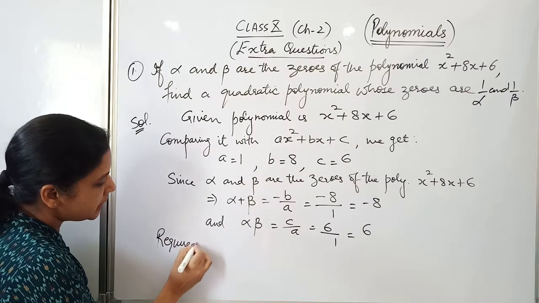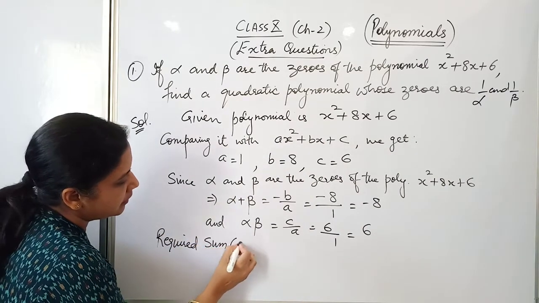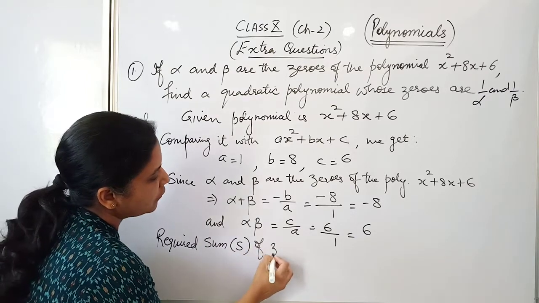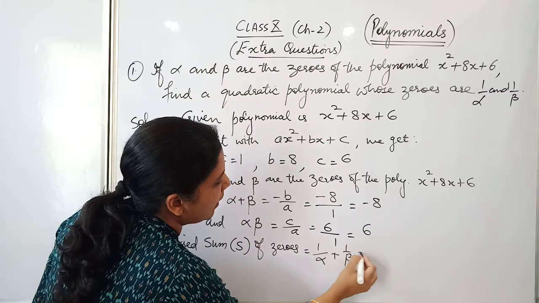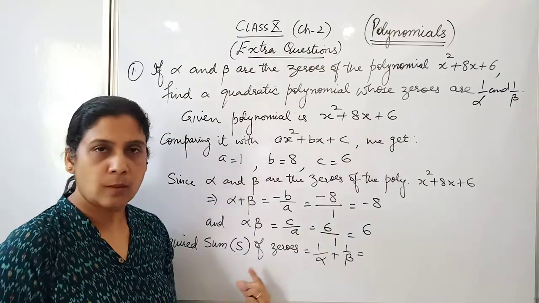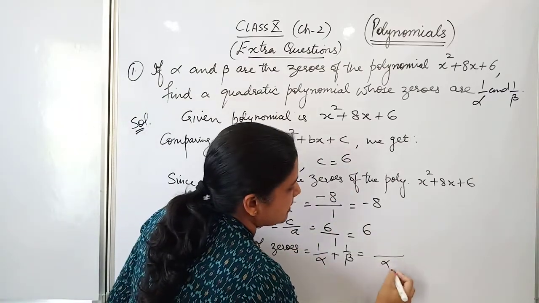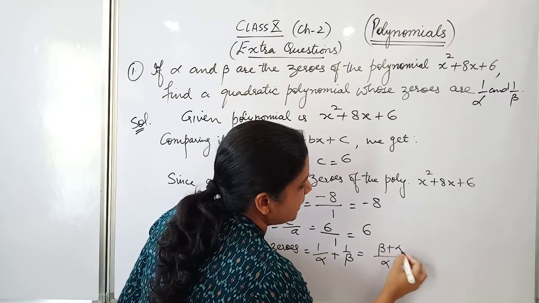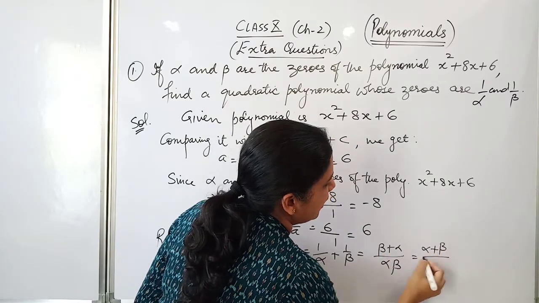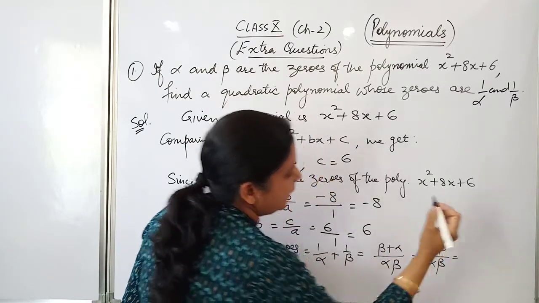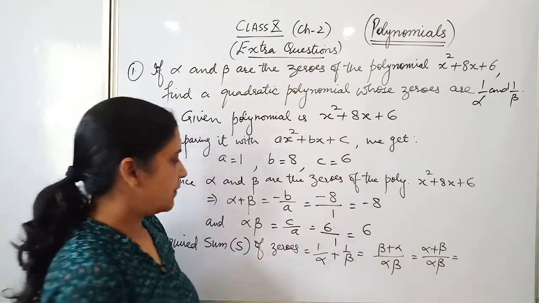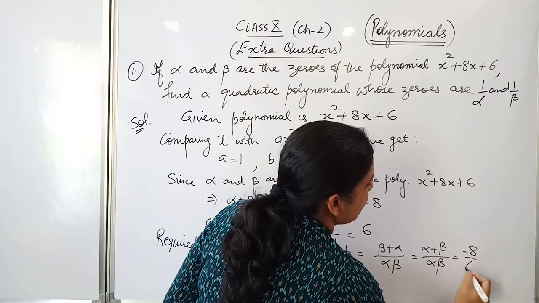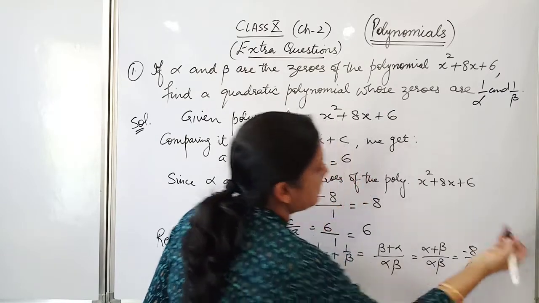Now I have to make another polynomial whose zeros are 1 by alpha and 1 by beta. So required sum, that is S, of zeros is equal to, if I add the required zeros, so I will be getting the required sum. Let's take the LCM. I get in the numerator alpha plus beta, in the denominator alpha into beta. So I am going to put down the values minus 8 by 6 which comes out to be minus 4 by 3.